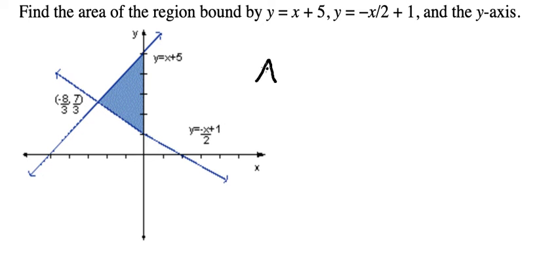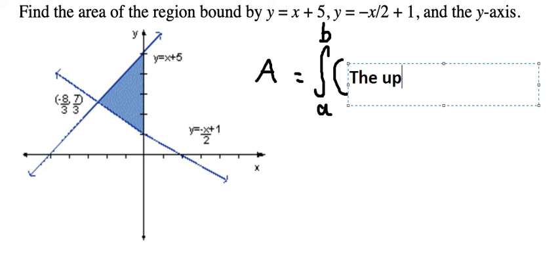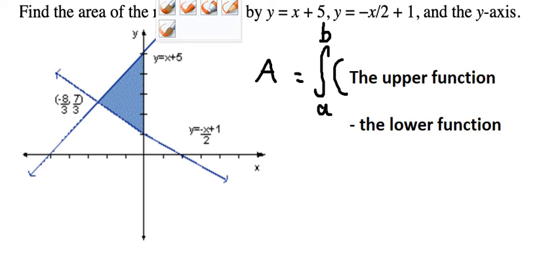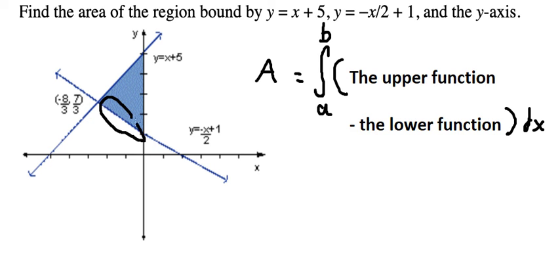The formula of the area of this one should be about the integration from a to b. So we have the upper function minus the lower function. So in this situation, the upper function is this one, the lower function is this one.